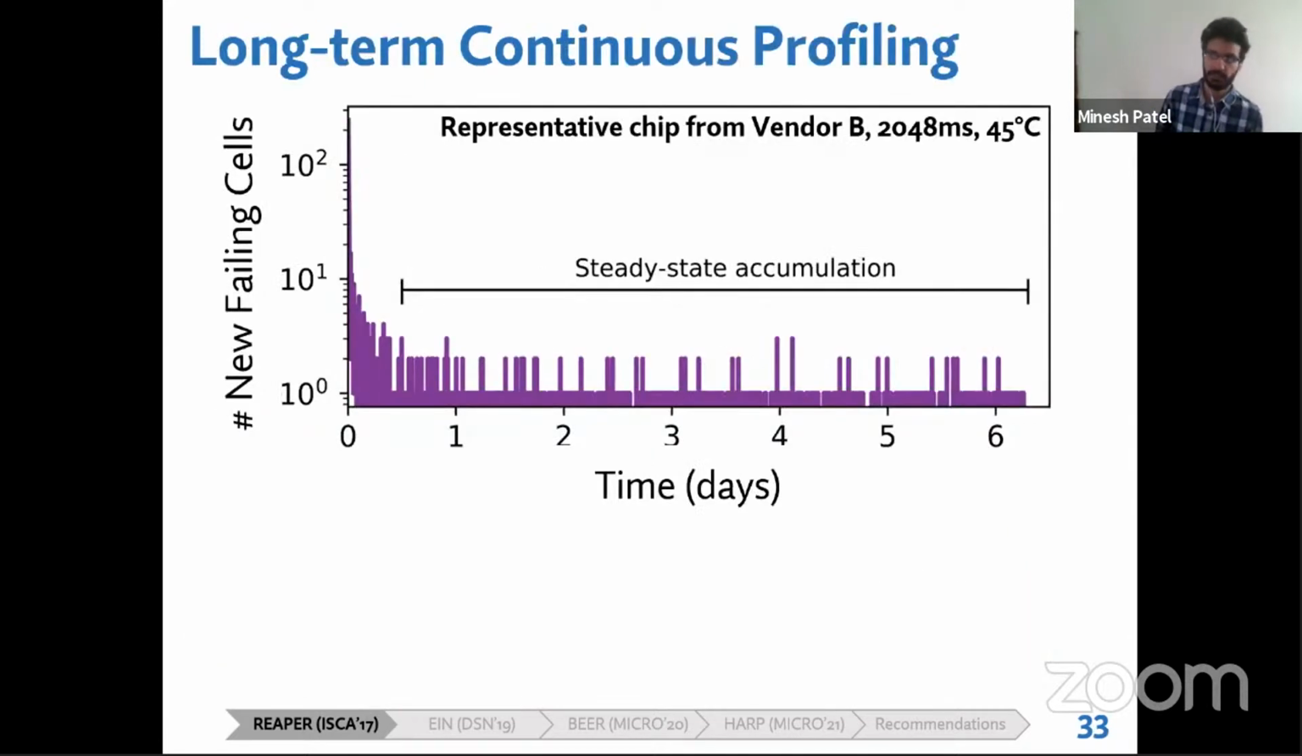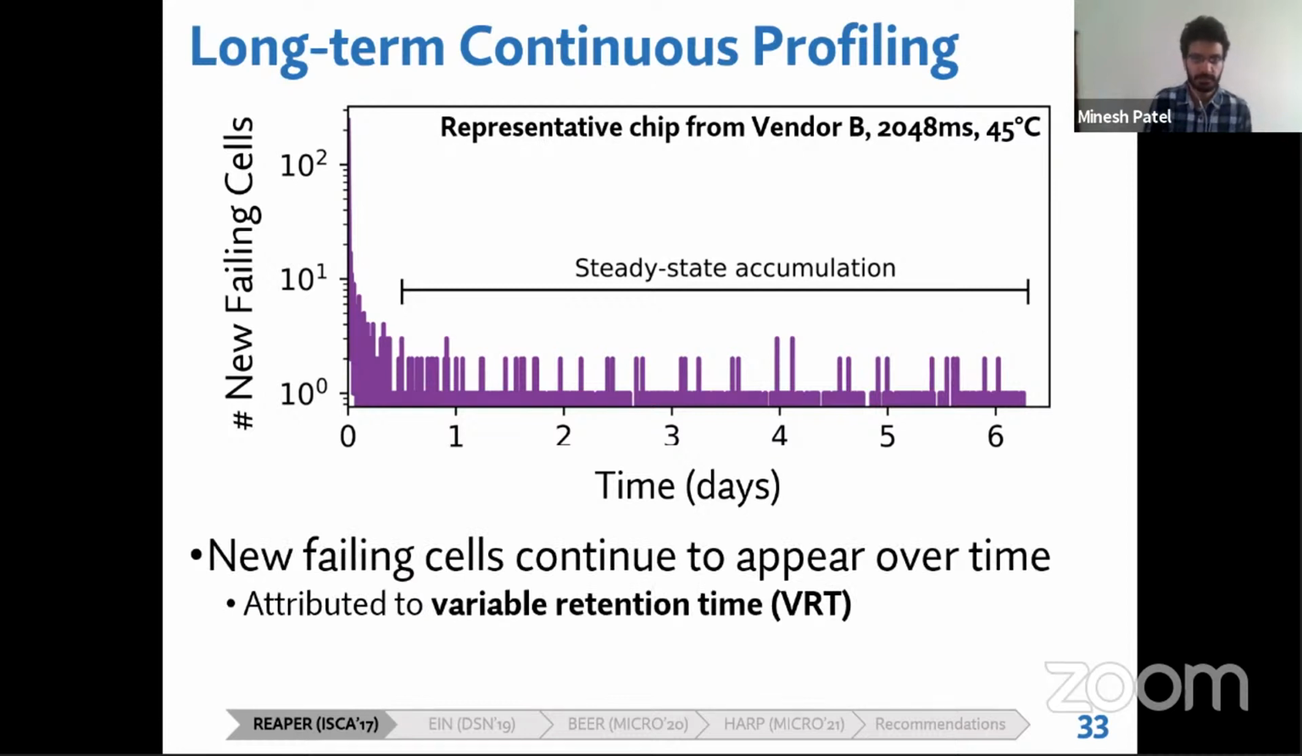So here's some data that we collected from a representative chip at a fixed refresh interval of 2048 milliseconds. Here we're showing the number of new failing cells that were discovered on the y-axis across continuous profiling through 6 days of testing. And we find that new failing cells actually continue to appear over time.